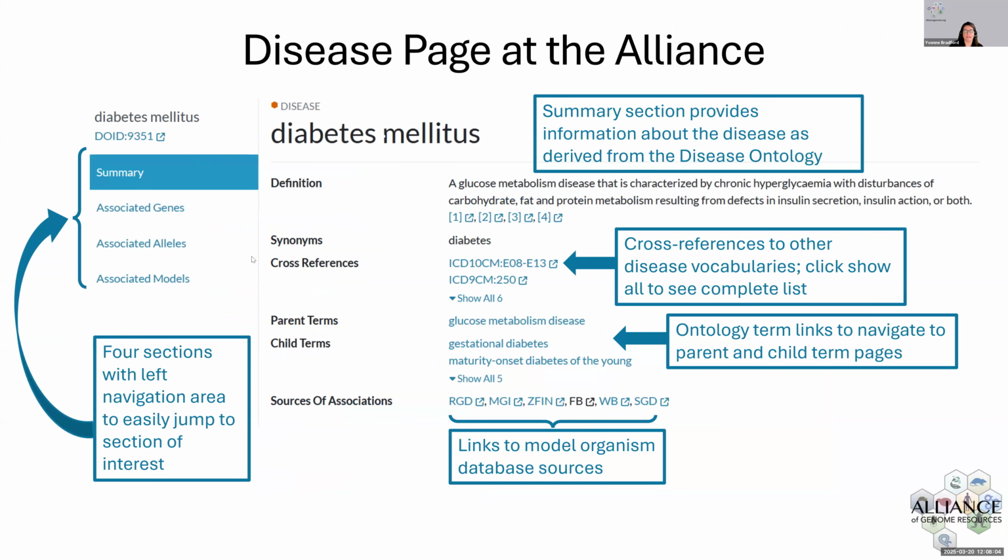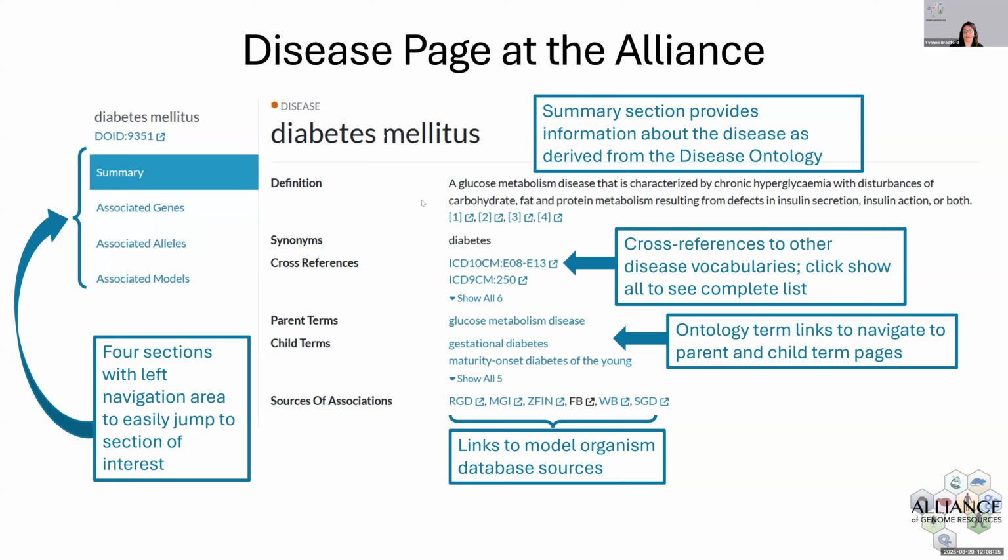So here's a typical disease page. This one is for diabetes mellitus, and it provides the term name and the disease ontology identifier here in the top left. We have a left navigation bar. As you can see, there are 4 sections on the disease page at the Alliance. We're going to start with the summary section.